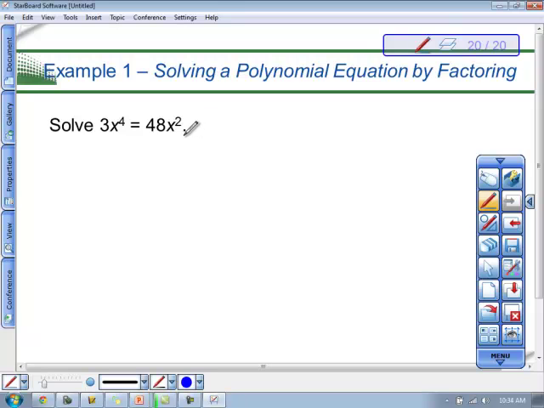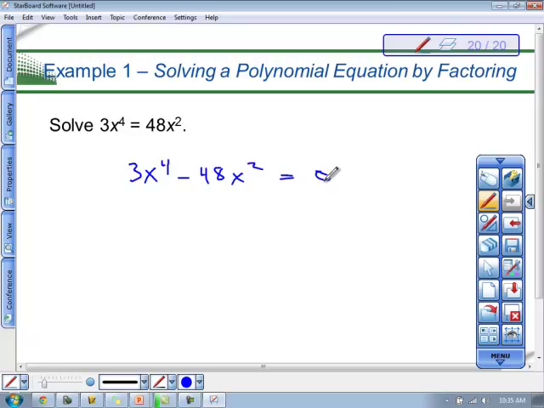Now, some of you are going to be tempted when you're solving this to divide both sides by x squared. Be careful not to do that, because when you divide by x squared, you're getting rid of some of these x values, and you're actually getting rid of some of the solutions. This is a fourth degree polynomial, which potentially has 4 zeros, so don't get rid of some of them. What I want you to do is subtract 48x squared from both sides. So you're going to have 3x to the fourth minus 48x squared equals 0.